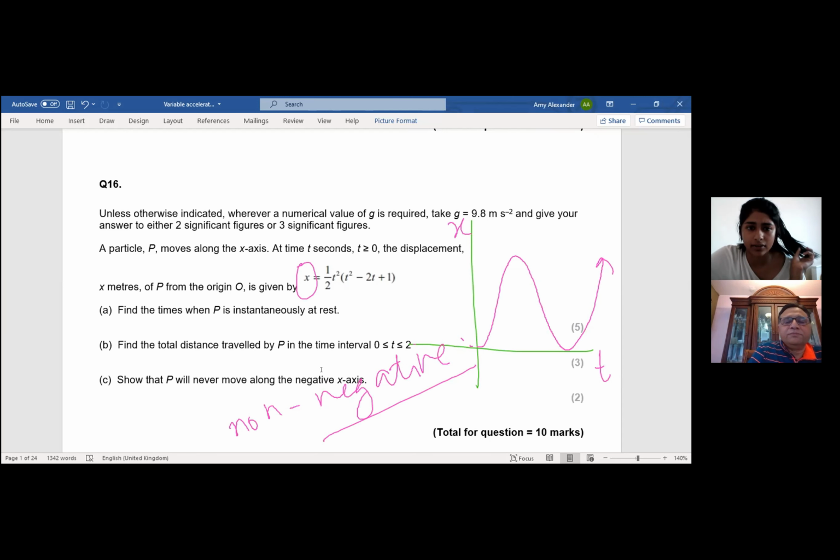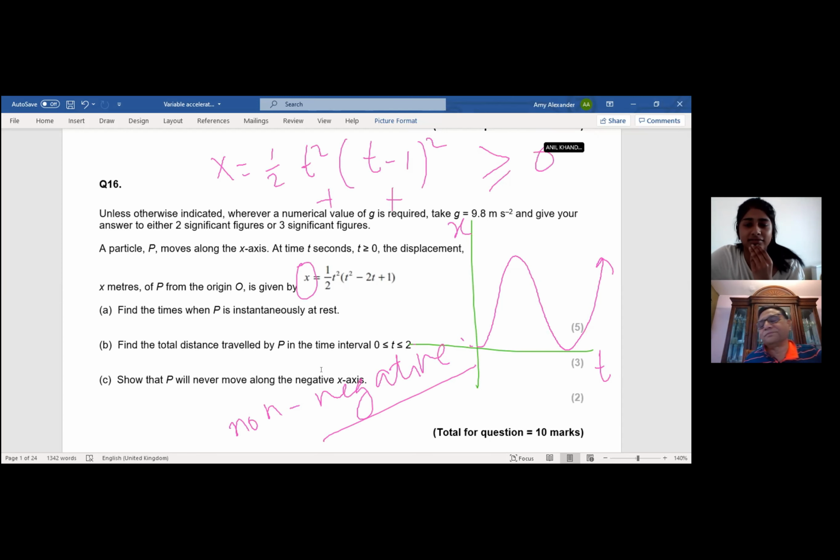There's another way. We have x equals half of t squared, and we have (t minus 1) whole squared, right? Both are always positive, since squaring gives greater than or equal to 0. I think that's the one that was in the mark scheme. So you can make this inequality, and so this is always a non-negative function.